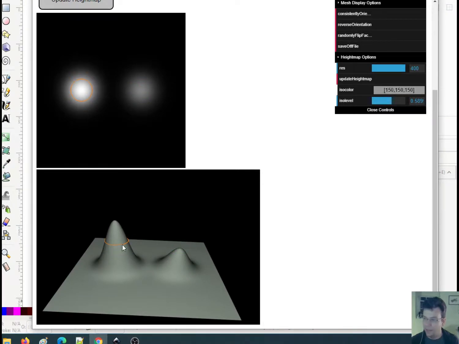So here is height 0.6, so I only had points on this mountain here. We'll go down to height 0.3, then I also have points on this mountain around there. Okay.